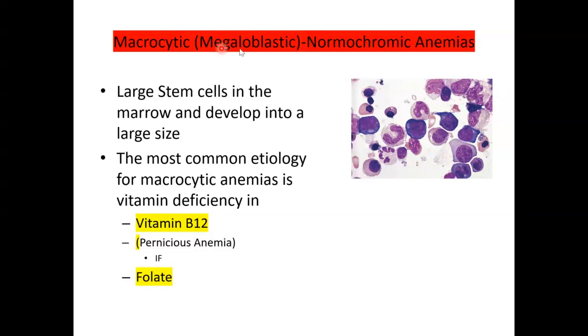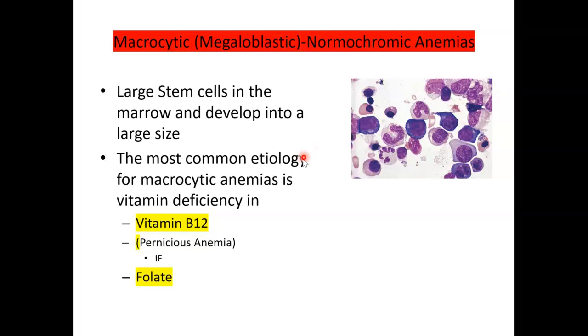So macrocytic, normal chromic, big cell, but the color, the heme is normal. There's nothing wrong with the color. It's just the size. So these types of anemias, these macrocytic, normal chromic anemias are characterized by large stem cells in the bone marrow, and they develop into large size red blood cells. So they're big. They're just too big.